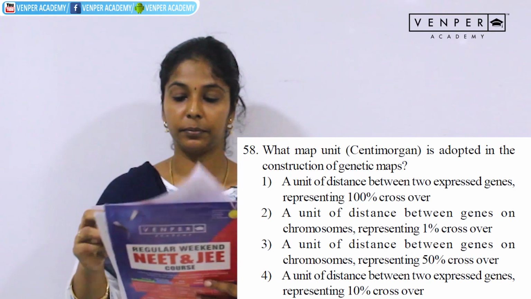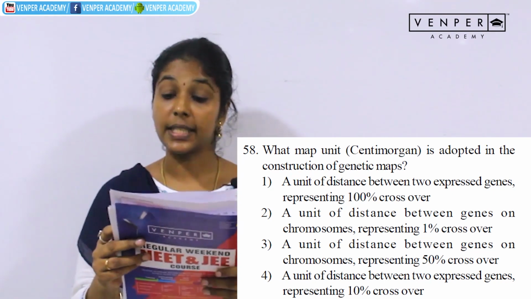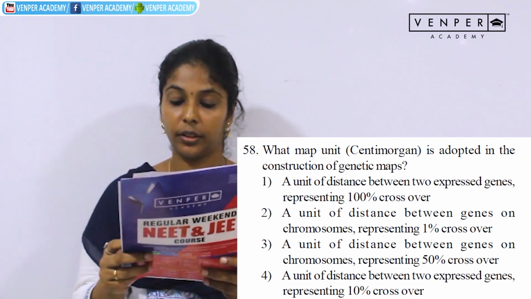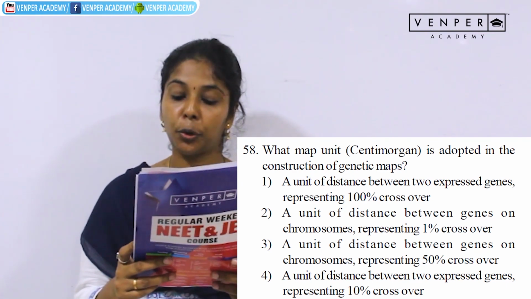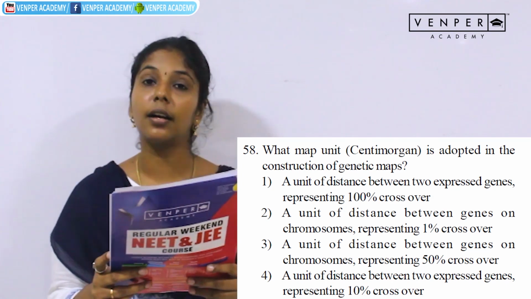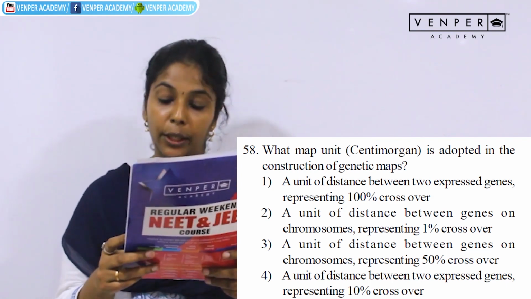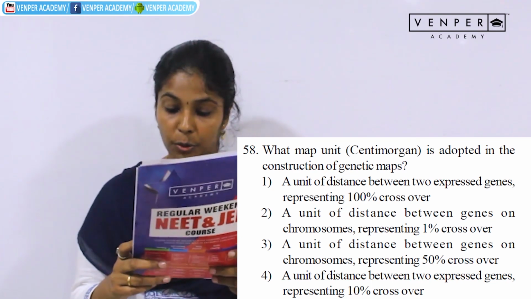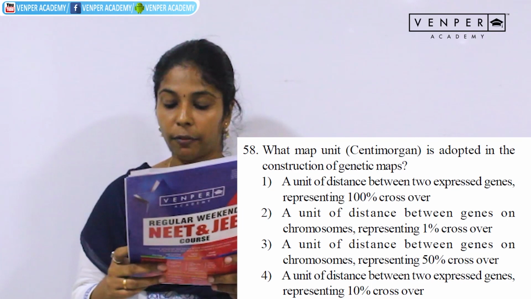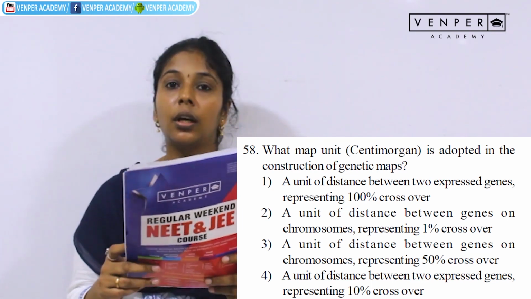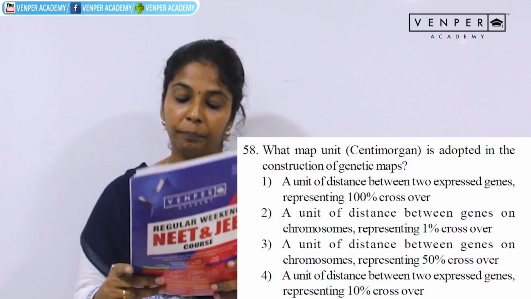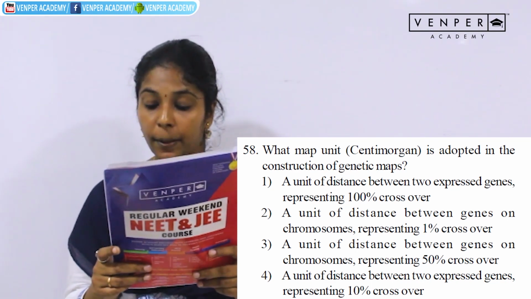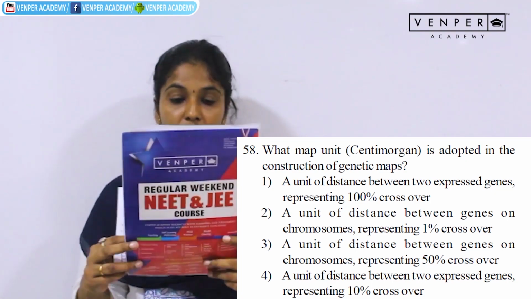Question number 58. What map unit centimorgan is adopted in the construction of genetic map? Option 1, a unit of distance between 2 expressed genes representing 100% crossover. Option 2, a unit of distance between genes on chromosome representing 1% crossover. Option 3, a unit of distance between genes on chromosome representing 50% crossover. Option 4, a unit of distance between two expressed genes representing 10% crossover.